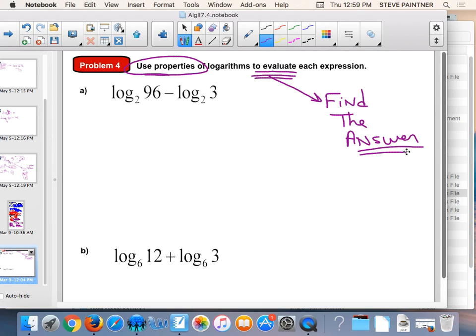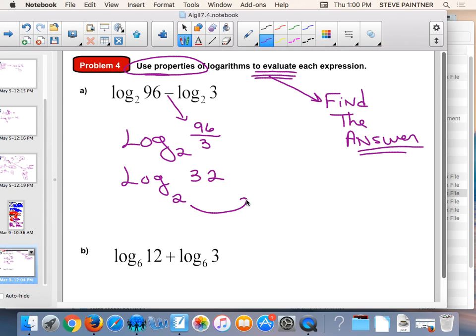Subtraction. Hey, subtraction goes with what? Division. 2 logs can go down to 1 log, as long as, if you see subtraction, it's division. 96 over 3. Better yet, log of 32. Okay? So you got to this point, and then you said to yourself, 2 to what power is 32? 2 to the 5th. The answer is 5. I just want 5. That's all I want.